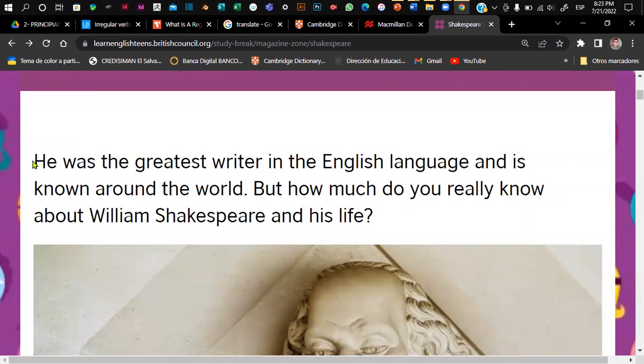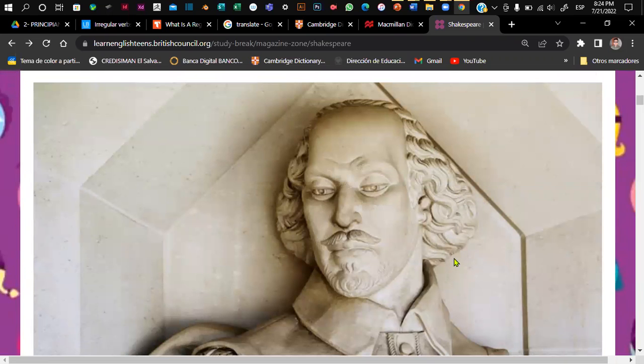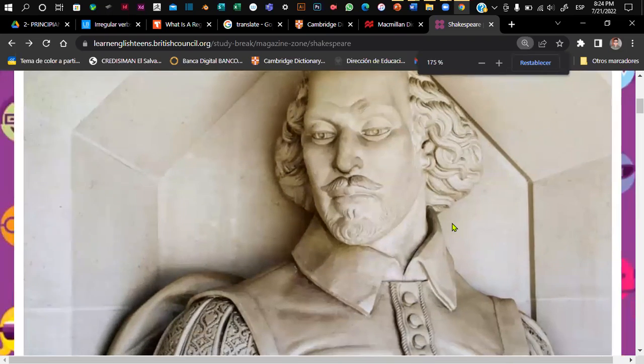He was the greatest writer in the English language and is known around the world. But how much do you really know about William Shakespeare and his life? Okay, repeat. The greatest writer in the English language, says. Okay, good. Very good. And this is a picture of Shakespeare. Okay, that is the picture.